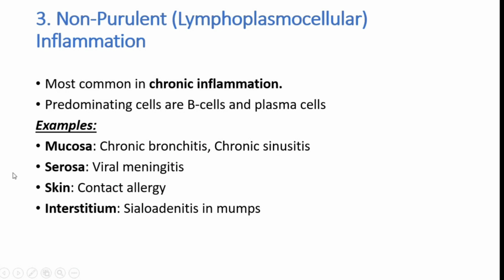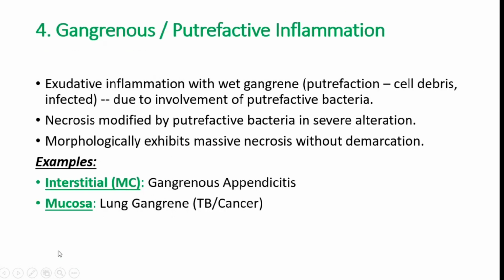From the skin, a classic example is contact allergy, which is a chronic situation. From the interstitium, we can talk about mumps. Okay. Next is gangrenous or putrefactive inflammation, very important, also very dangerous.